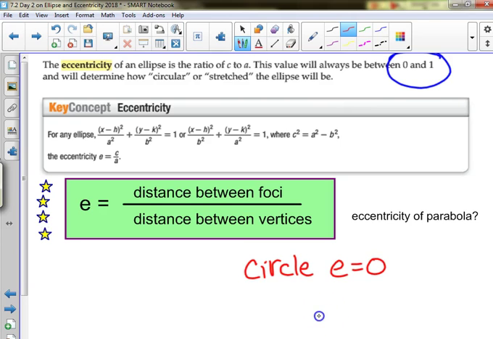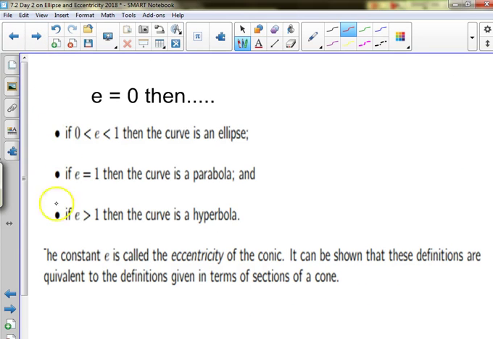Okay, the weird one is the other extreme. The parabola has an eccentricity of 1. This is how I remember it. It has one focus and one vertex, right? So when it says the distance between them and the distance between them, I just think of there's one of each, so its eccentricity is 1. How I remember it. Okay. Now we're going to do eventually both hyperbolas and ellipses, and they're going to fall in between 0 and 1. Here it goes through that on your paper.